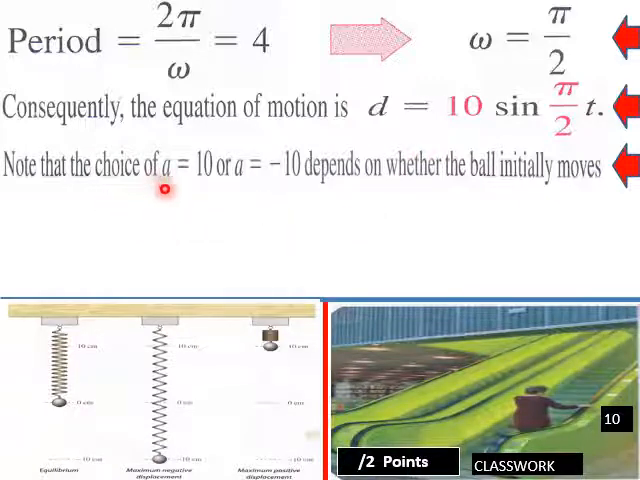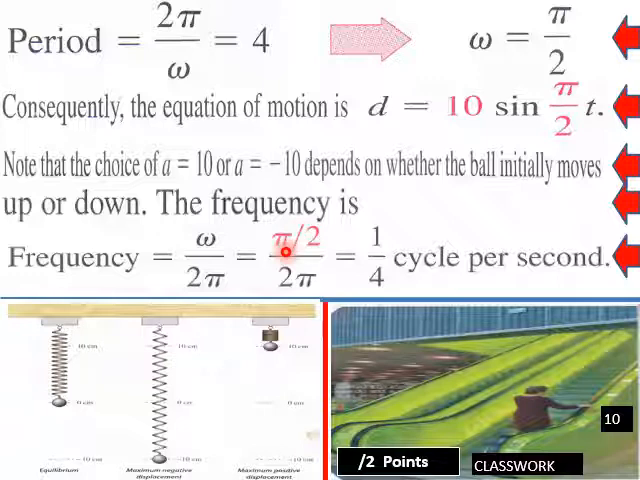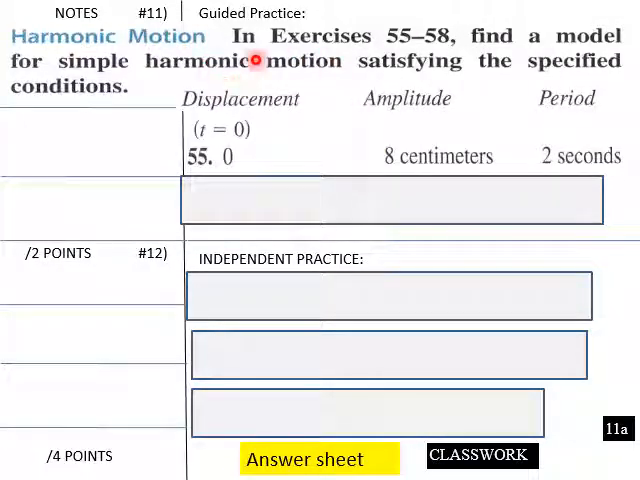Note that the choice of a equals 10 or a equals negative 10 depends on whether the ball initially moves up or down. The frequency is w over 2 pi, and in this case here, pi over 2 is our w. We've established that up here. Pi over 2 equals w. Pi over 2 over 2 pi, which would equal 1/4 cycle per second. So by plugging these values into our formula, it corresponds to 1/4 cycle per second. Let's try guided practice now.